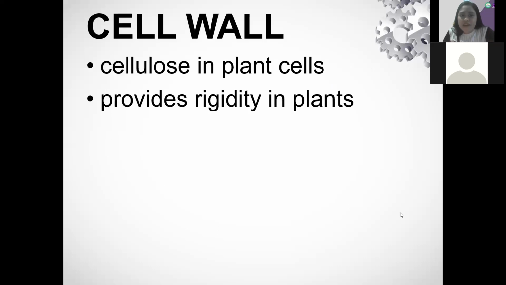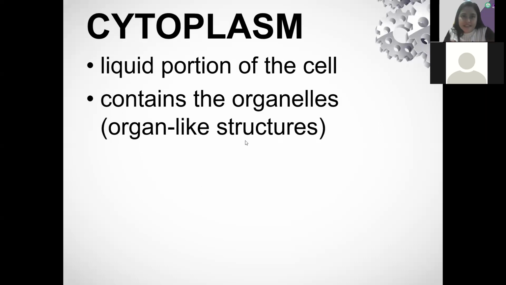Okay, now we have the cell wall. This is found only in plants aside from other microorganisms, and this provides rigidity in plants. So that is the reason why I told you a while ago that if we have cell wall, nanggahi na takaron. Okay? So kay mao na siya ang iyahang purpose sa plants. And ito yung nagko-contain ng cellulose, which is a carbohydrate in plants.